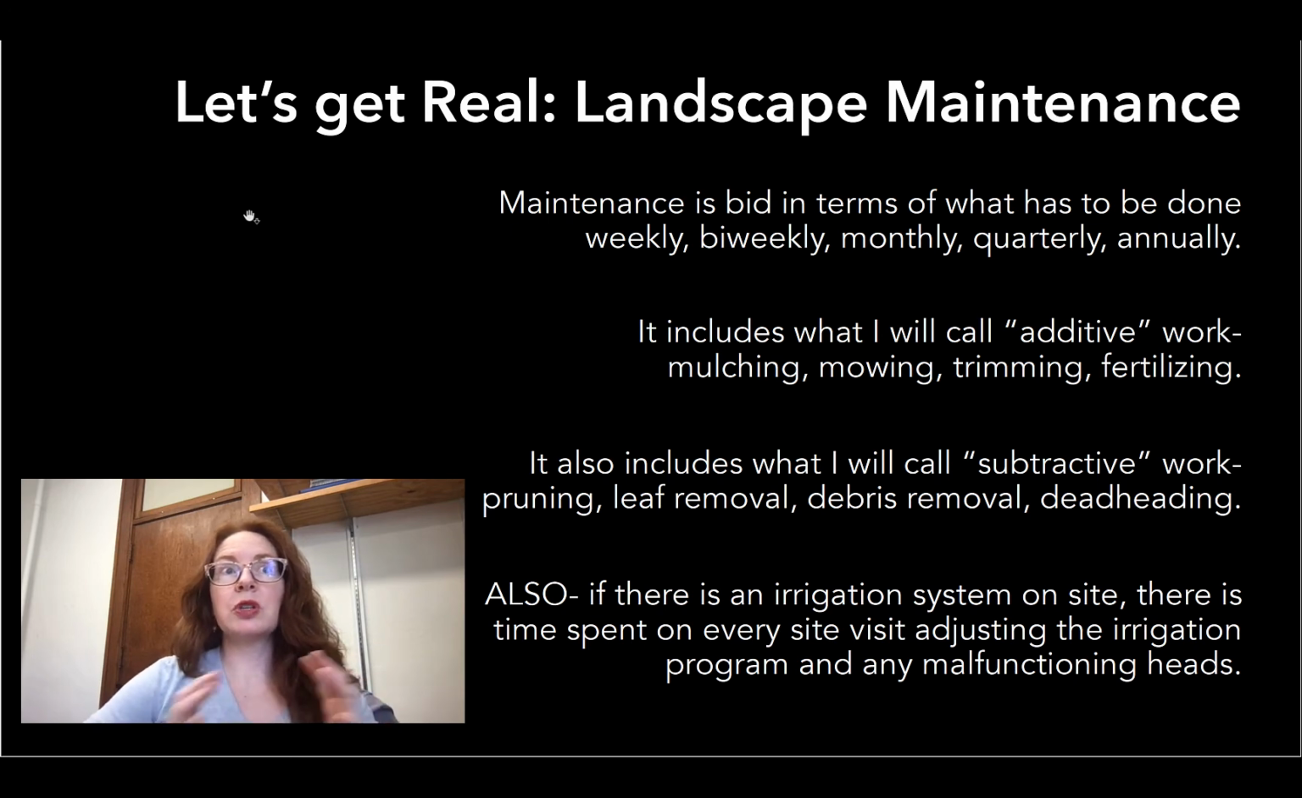There's also two different kinds of work, something that I will call additive, which is where fertilizer is being applied, mulch is being applied, things are being added to the landscape, and subtractive. And those involve pruning, trimming, deadheading, debris removal, things like that.